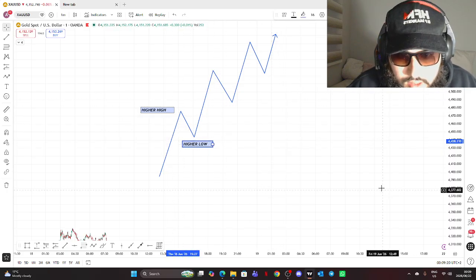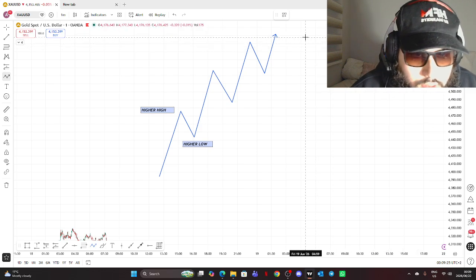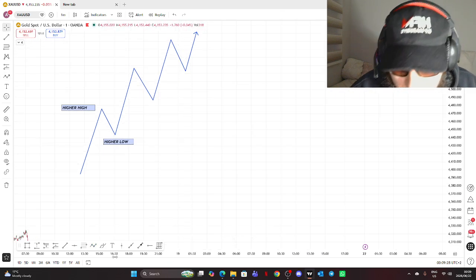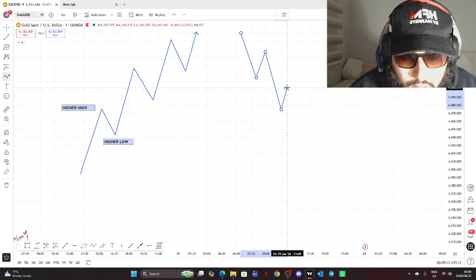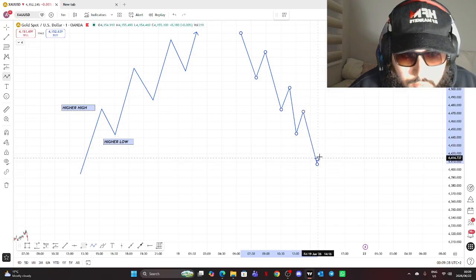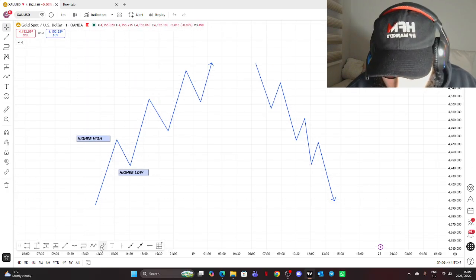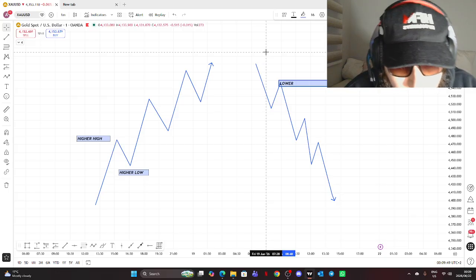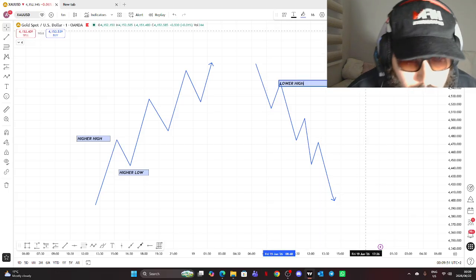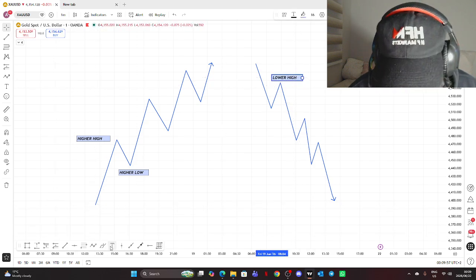Similarly, in a downtrend, market structure will move like this. Basically, it creates a low, lower low, lower high, lower low, lower high, lower low, lower high. Okay. So now we can take our tool and I'm just going to write this up for you guys. Lower high, lower low. Perfect. Let's draw lower low quickly, one second.